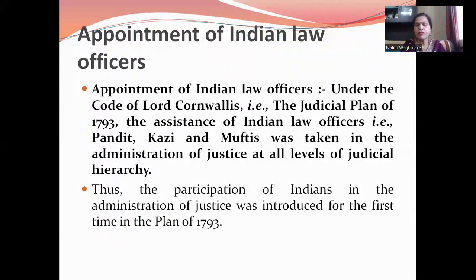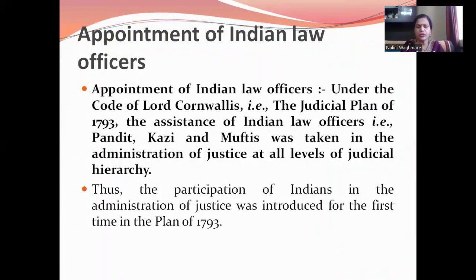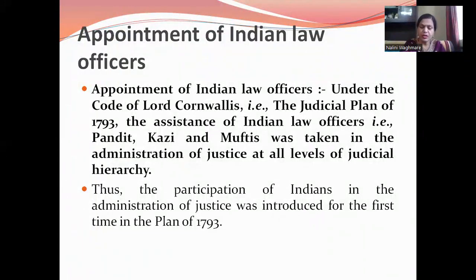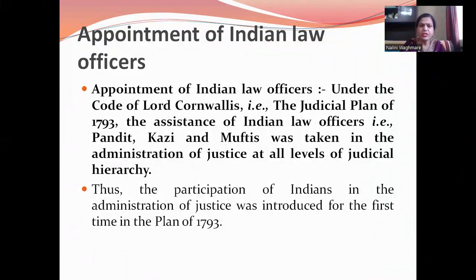Then the appointment of Indian law officers is also a special feature of this plan. Under the code of Lord Cornwallis, that is the Judicial Plan of 1793, the assistance of Indian law officers, that is Pandits, Qazis, and Muftis, was taken in the administration of justice at all levels of the judicial hierarchy. So if a person is Hindu, then the Pandit has to take the note, if Muslim, then the Qazi, then others. Thus, the participation of Indians in the administration of justice was introduced for the first time in the plan of 1793, which is a very important turning point, where Indians were also involved in giving judgment.